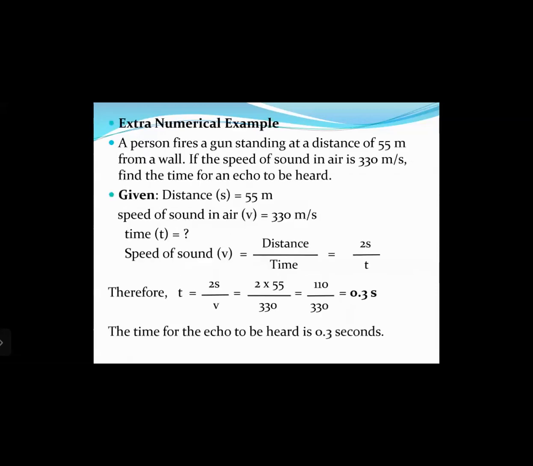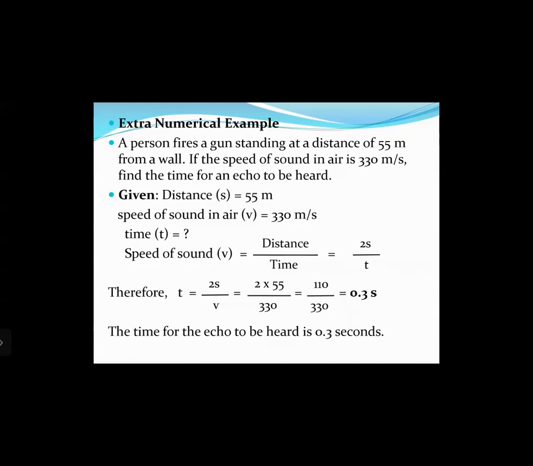Okay. Then next was extra questions. A person fires a gun standing at a distance of 55 meters from a wall. If the speed of sound in air is 330 meters per second, find the time for an echo to be heard. So the given distance is 55 meters. Speed of sound in air is 330 meters per second. We need to calculate the time, right?